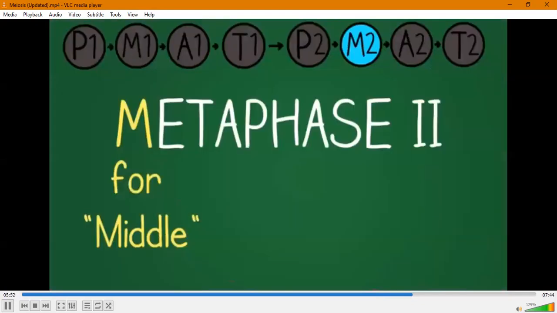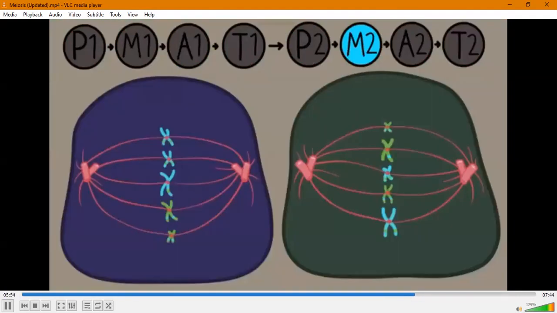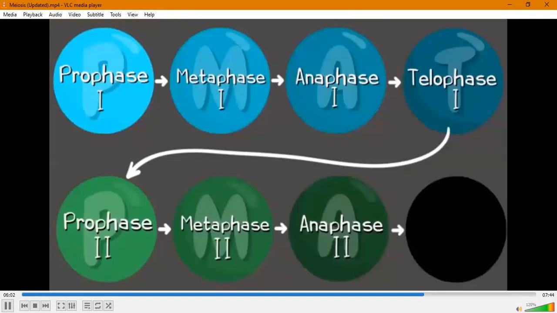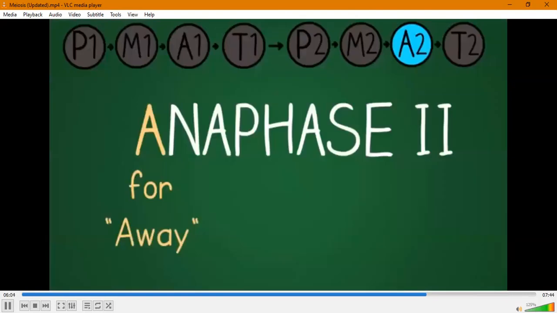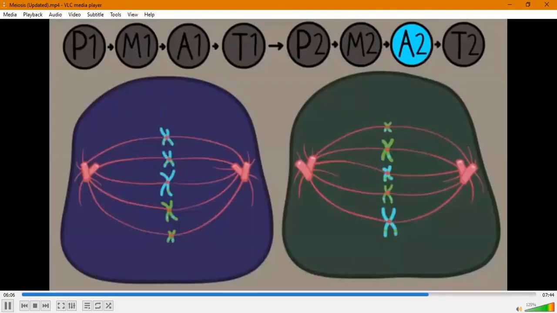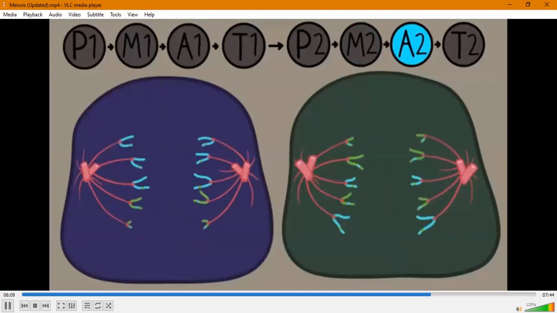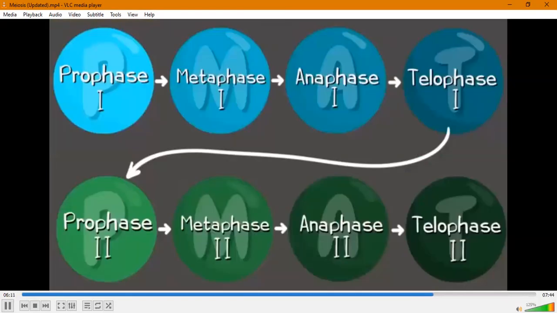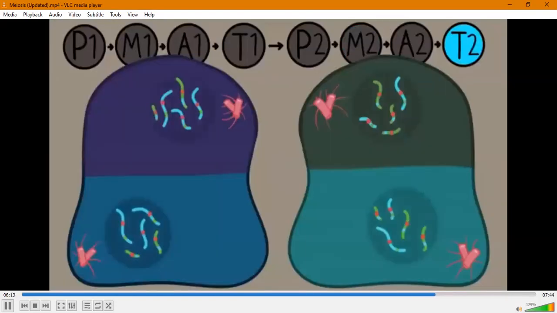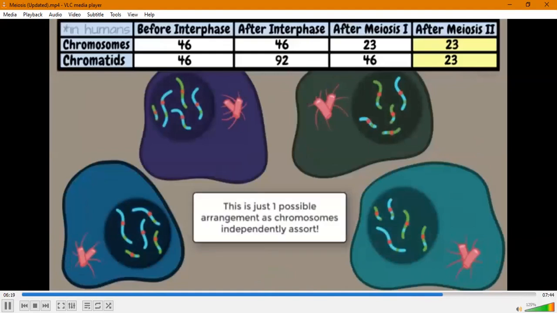In metaphase 2, remember, think M for middle, the chromosomes are going to line up in the middle. This time, though, they are in a single file line. They are not in pairs like they were in metaphase 1. Anaphase 2, remember A for away, but this time it's the chromatids that are going to be pulled away by the spindle fibers. In telophase 2, you can see the nuclei reforming, and you can also see that the two cells have divided. There's going to be 4 cells forming. Cytokinesis will follow to completely split the cytoplasm.